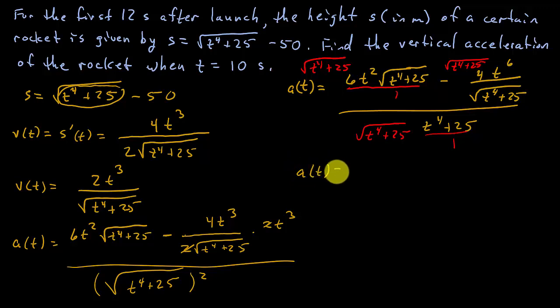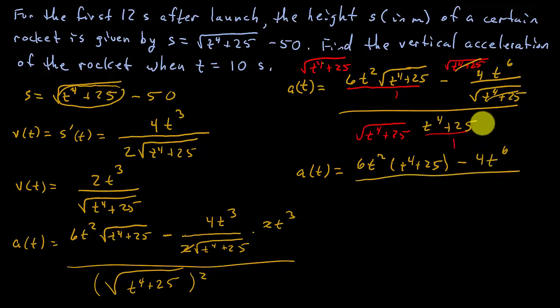So that's going to give me a of t. Well, when I multiply this times this, I'm going to be left with 6t squared times t to the fourth plus 25 minus, and then look, that and that cancel, so minus 4t to the sixth over, and then this is going to be, well, this is like what? To the 1/2 power, and this is to the first power. We're multiplying, we've got like bases, so that's t to the fourth plus 25. And then if I do a 1/2 plus 1, that's going to be a 3/2 power.